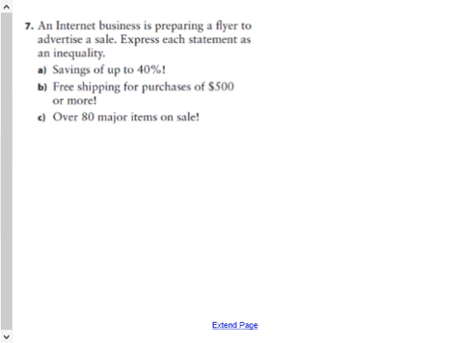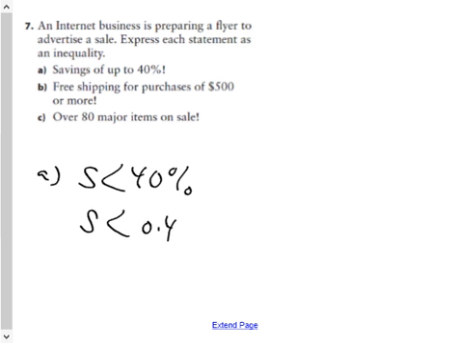Moving along to the next set of questions. Question 7 says, an internet business is preparing a flyer to advertise a sale. Express each statement as an inequality. So savings we're going to represent with the variable s. So savings up to, but not including, 40%. Any savings less than 40% would be your answer. If you want to get really creative, you can express 40% as a decimal.